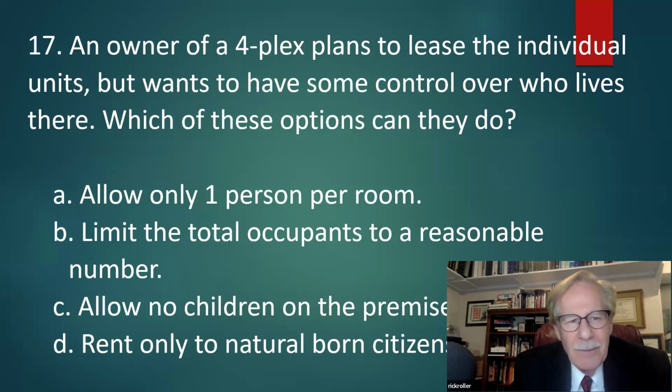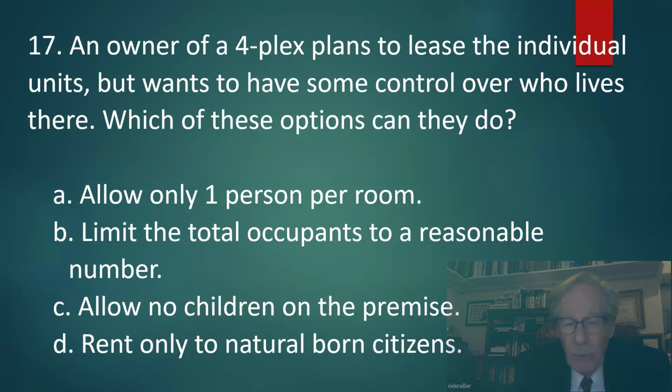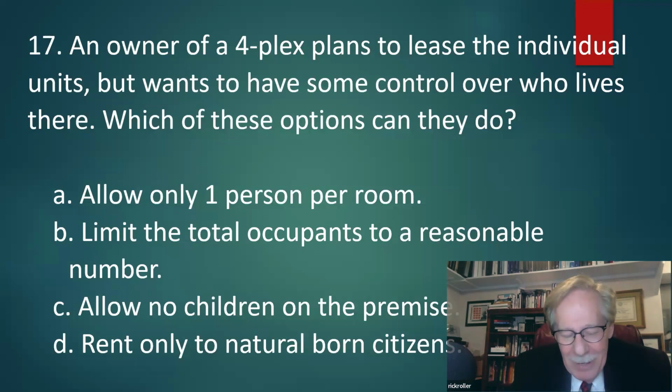But anyway, number 17 says, but he wants control over who's going to live there. What options can they do? Well, A, they could limit only one person per room? B, limit the total occupants to a reasonable number. C, allow no children. Well, we have laws against that. But there are some types of properties that are 55 and over that are designated that could be an exception to that law, but that's not what we're talking about here. We're just talking about a normal fourplex. D, rent only to natural born citizens. Okay. Probably not going to see that happen too often either.